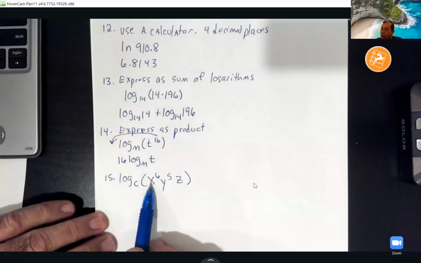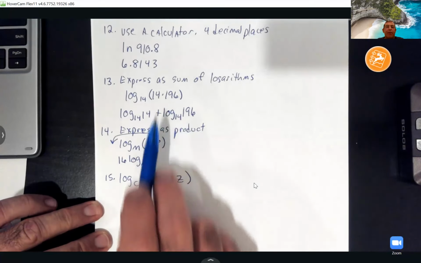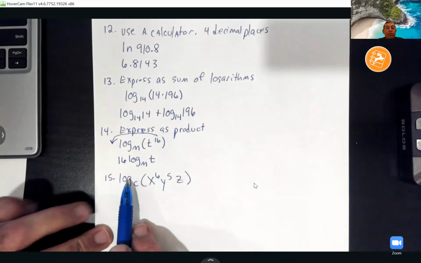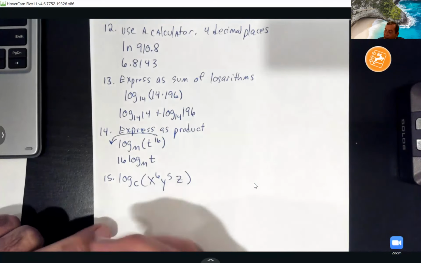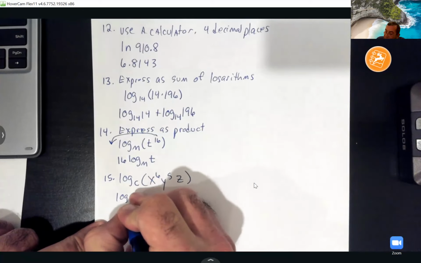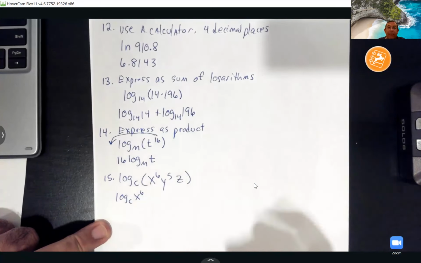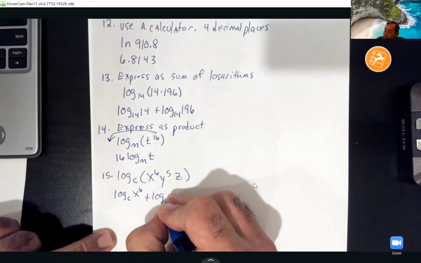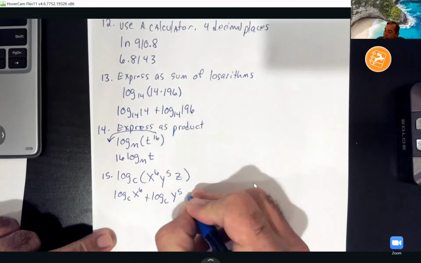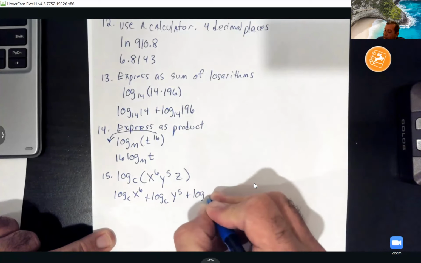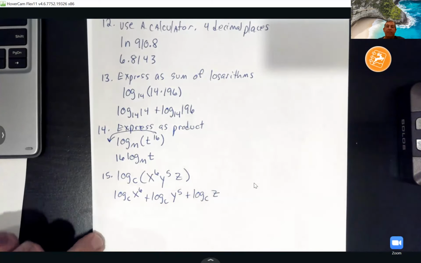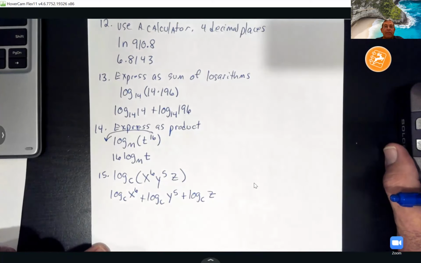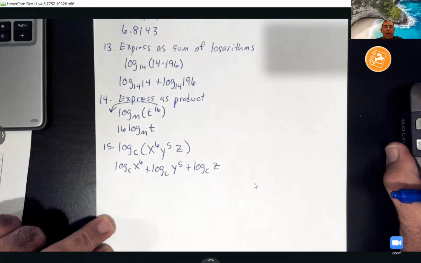So y'all, since these are being multiplied like these ones up here, you write them as a sum. So you distribute the log C to all three of these factors. You'll have a log C of x to the 6 plus a log base C of y to the 5th plus a log base C of a z. Now, before we put the answer in, we got to do one more thing to this. What would y'all do next?